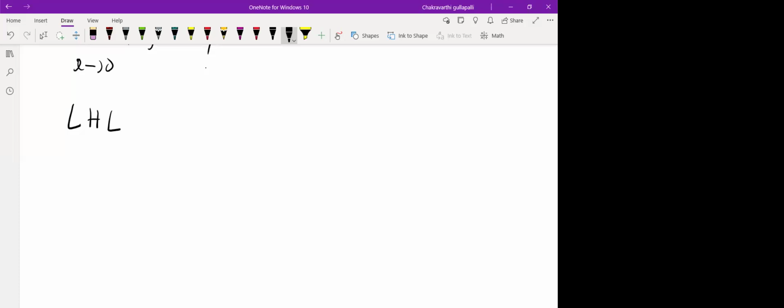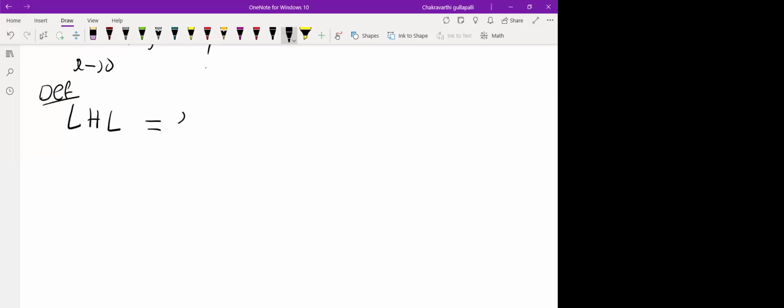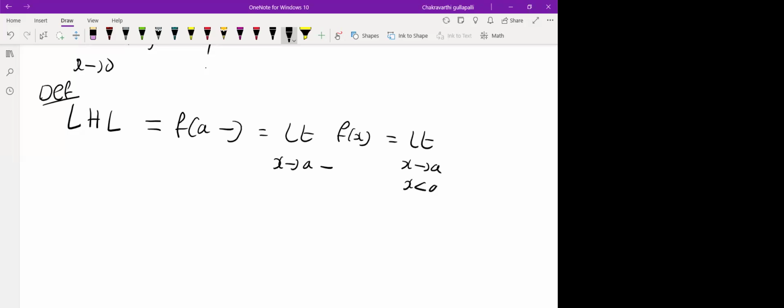Okay, so now what is LHL here? Very important definition of left hand limit, LHL. It is denoted by f of a minus, and it is also denoted by limit x approaching a minus. It is defined as limit x approaching a, x less than a, of f of x. This is what is called left hand limit. This is how it is defined.